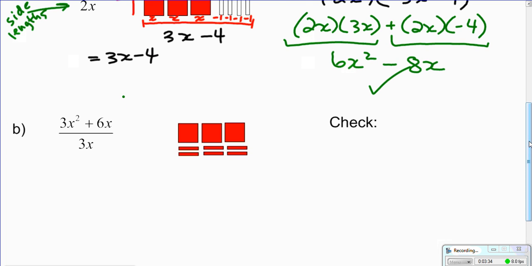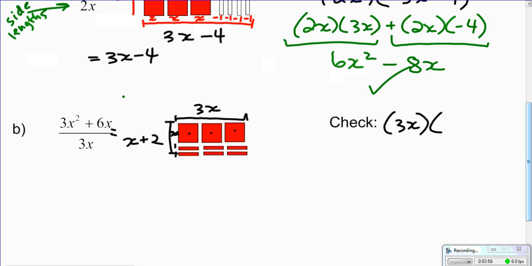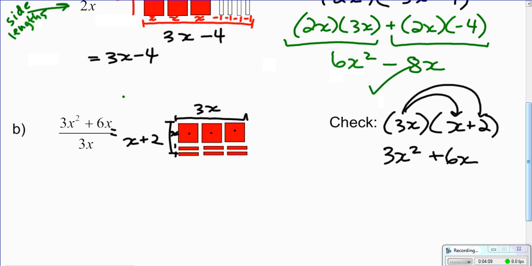Okay, so this is a length of 3x along this side, and we have an area of 1, 2, 3x squared, and 1, 2, 3, 4, 5, 6 x's, so we need to find the other side length. So the other side length has a length of x, and a length of 1, and a length of 1. So together that makes x plus 2. So when we divide these, we get x plus 2. The way that we check it is to multiply the side lengths. So 3x times x plus 2. So 3x times x gives us 3x squared. 3x times 2 is plus 6x. That's what we started with. We're good to go.